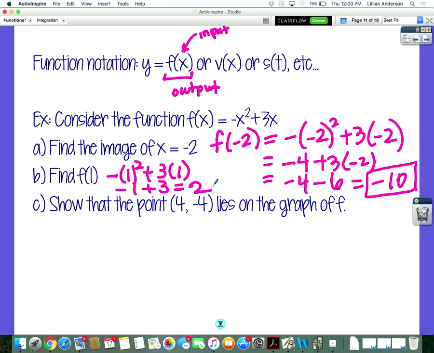Show that point 4, -4 lies on the graph of f. How do you show that? Yes? y equals f of 4 equals -4 squared plus 3 times 4, which is then simplified into y equals -16 plus 12, which then becomes y equals -4.